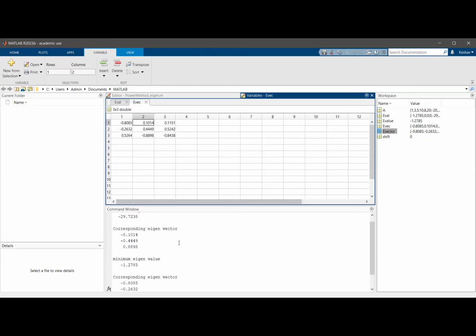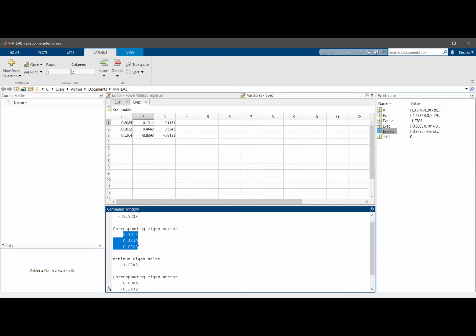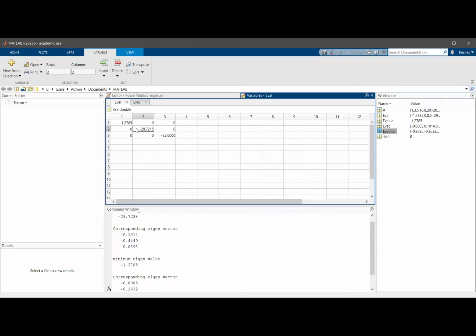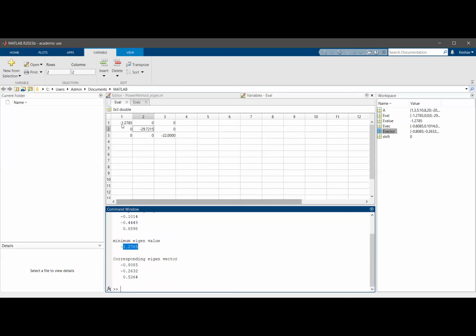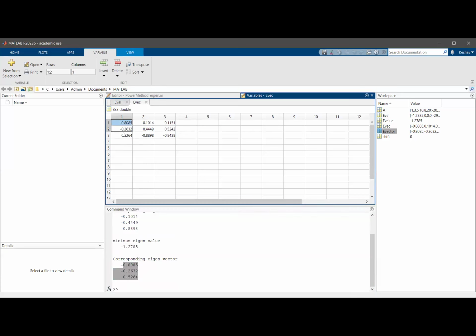Now you see this vector and this vector. They are the same, only a minus is multiplied. If A is an eigenvector, then its scalar multiple will also be an eigenvector. So we are getting the same here. Similarly for the minimum, this is the corresponding eigenvector, and this is the corresponding eigenvector.